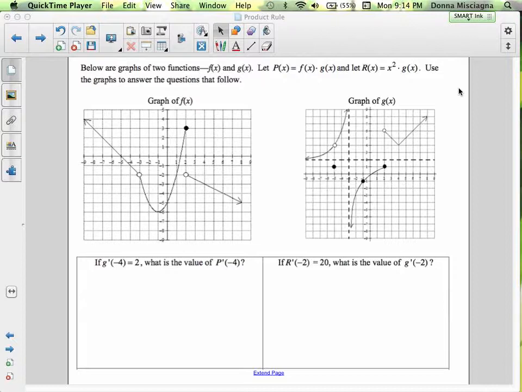All right, so let's finish off product rule. So below are graphs of two functions, f of x and g of x. Let p of x equals f of x times g of x. R of x equals x squared times g of x. Use the graphs to answer the questions that follow.